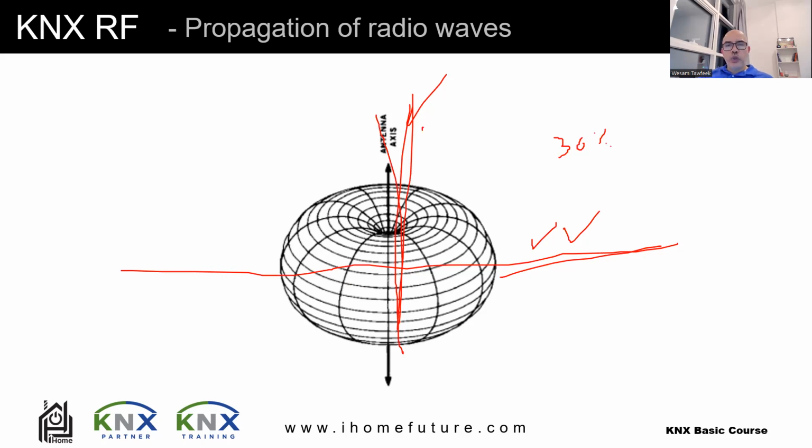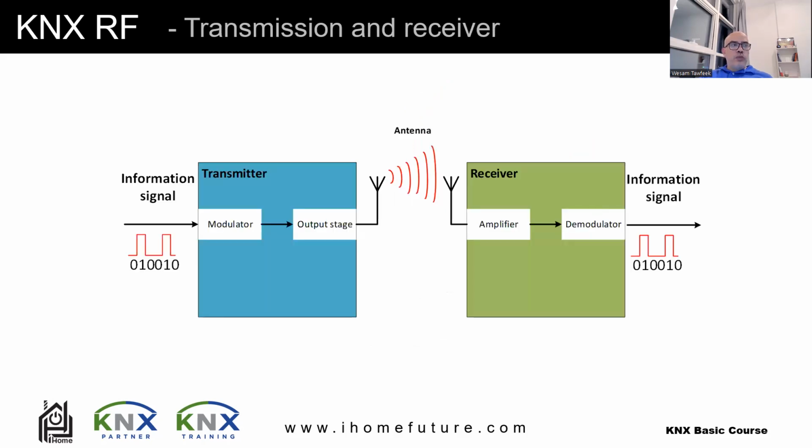And this you have to consider, because if you are covering a large area, then the area that you can cover horizontally is more than what you can cover vertically. Then in the vertical area, you need to put more repeaters maybe, as you need. The transmission and the receiver is like that.